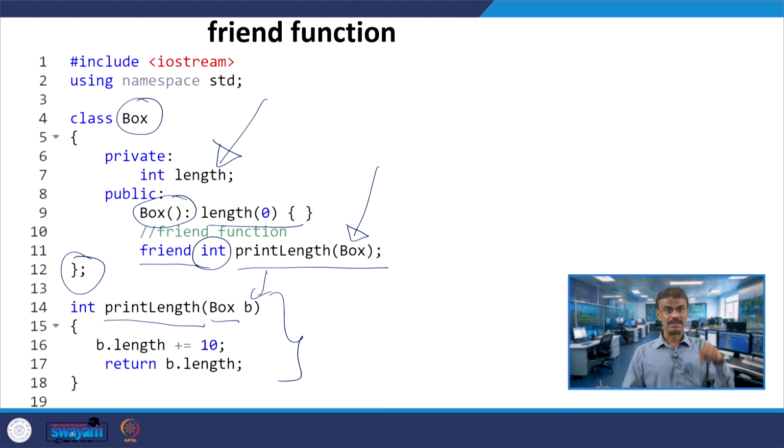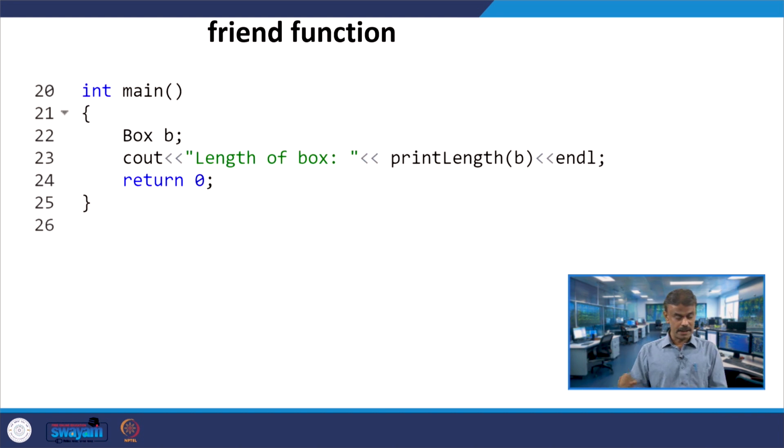Since this is a friend function, I can very well use it, and you do not get an error. b.length equals b.length plus 10, that is the meaning, and then I return b.length. So b.length is returned when the function is called. Now we will see how we are going to call this. Here you have int main, I created an object b under Box, and cout calls this function printLength of b, passing b.